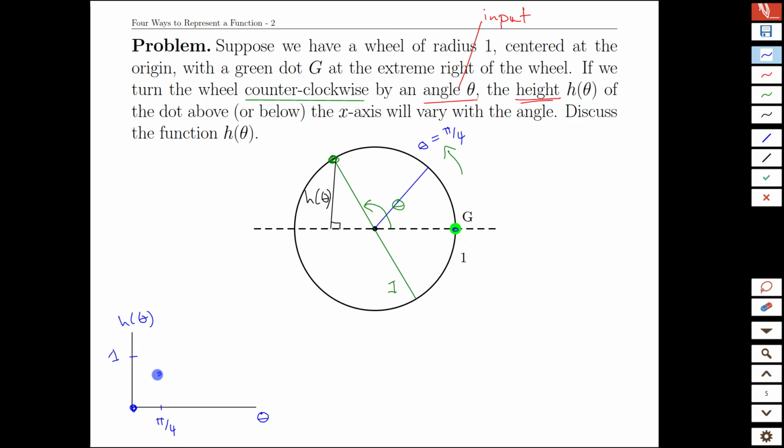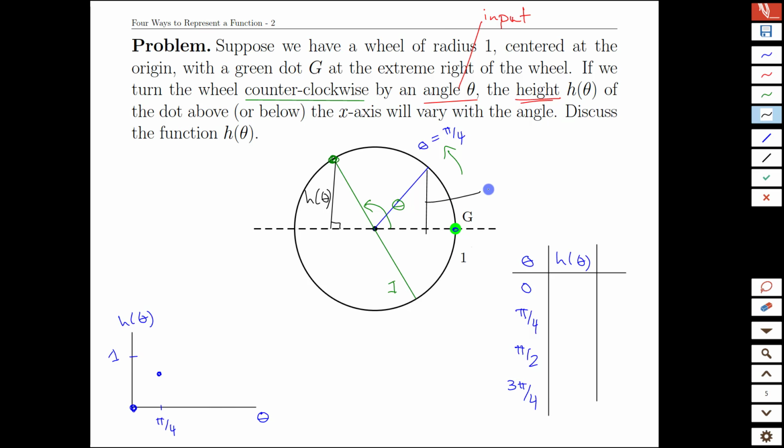Actually, that's making me think, another way to tie these two together might be a table where we have our theta and our h of theta, and we put in some sample values here. We're using radians because we're in a calculus class as opposed to degrees. Keep that in mind. That'll be our common thread as we go through this. 3 pi over 4. We can compute some height values for these. And if you remember your trig off the top of your head, you'll recognize that the side length here, the height, is in fact the sine of theta.